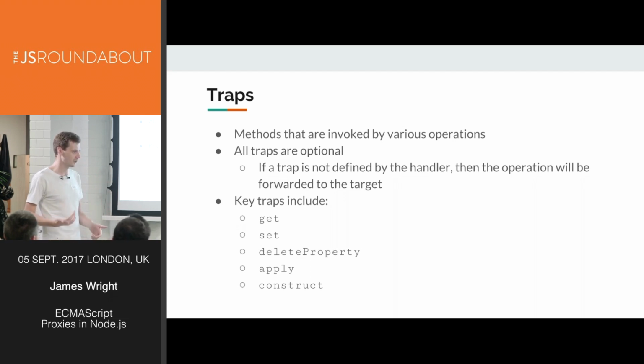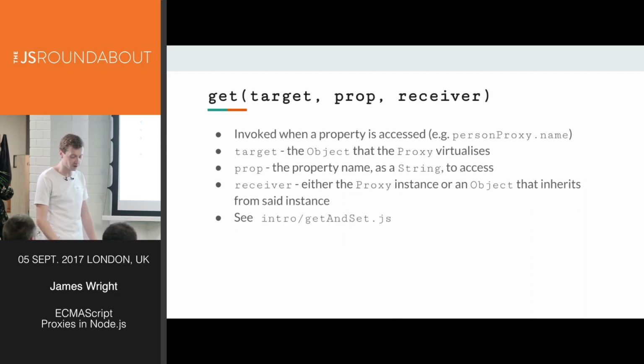so you don't have to be too explicit and define every operation under the sun. There are plenty of traps, but to keep things moving, I'm just going to briefly introduce you to 5, and then I'm going to show you some real-world examples. So the first we've seen is get. This takes a target as the first parameter and a prop as the second parameter. So target is the virtualized object, and prop is the string of the property name being accessed.